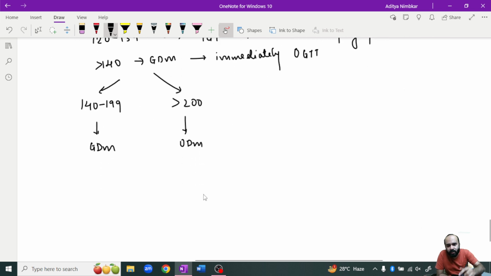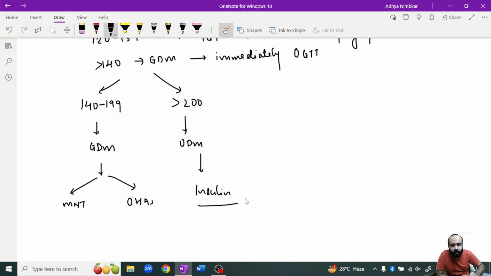Based on that, if she has GDM, if her values are between this, I have two options. I either start her on medical nutrition therapy or I start her on OHAs. Whereas if she has overt diabetes mellitus, though I can start her on metformin, the best drug is going to be insulin for her, because only that way is her sugar going to be brought under control.